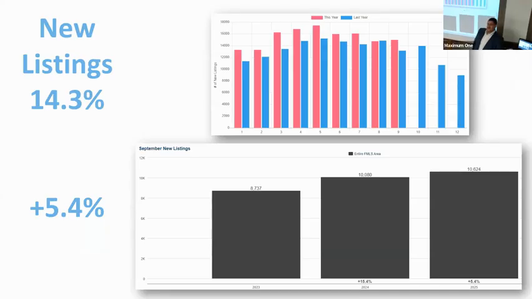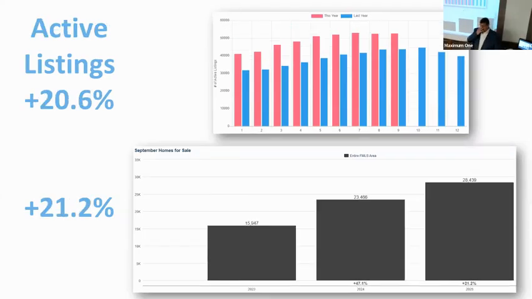New listings are up in Georgia MLS by 14%. New listings are up in FMLS only 5%. Do you know what the trend has been all year on new listings? We've had a ton more. At times we've had 35, 40% more new listings this year than last year. Total inventory is still up. Georgia MLS total inventory is up 20%. FMLS is up 21%. That was in the high 30s all year long. So we're still seeing more inventory than we had last year, 20% more inventory than we had last year.